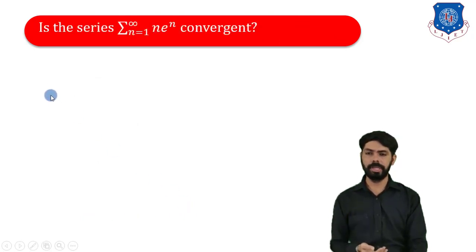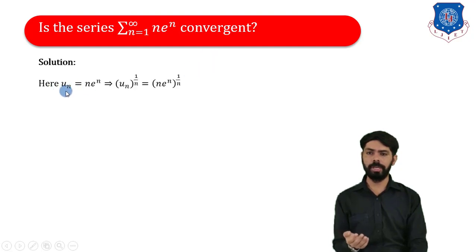Now we will discuss next example, that is the series sigma n equal to 1 to infinite n into e raised to n convergent? So here first of all un is equal to n into e raised to n. Now we will find out un raised to 1 divided by n. So it will be n into e raised to n whole raised to 1 divided by n. Now we will find out limit n tends to infinite un raised to 1 divided by n. So this is equal to limit n tends to infinite n into e raised to n whole raised to 1 divided by n.